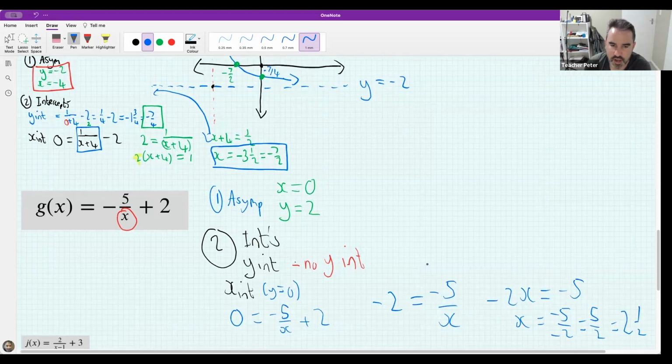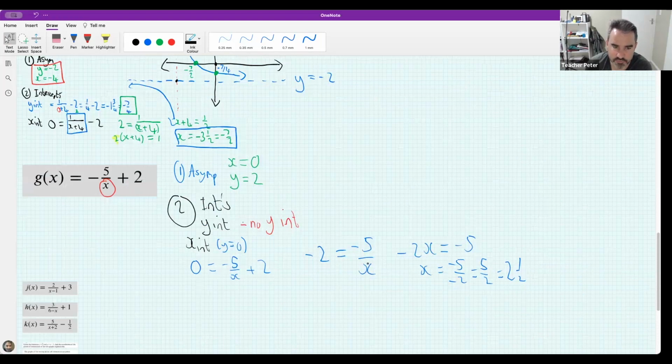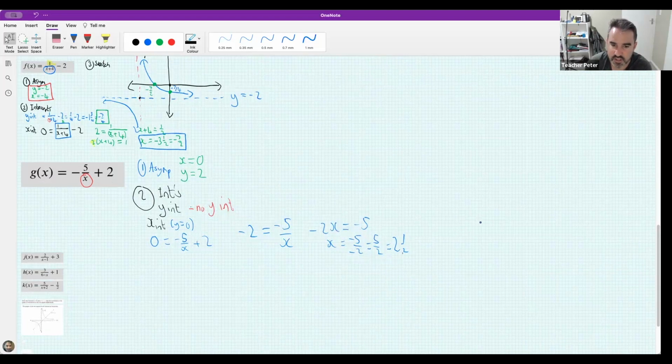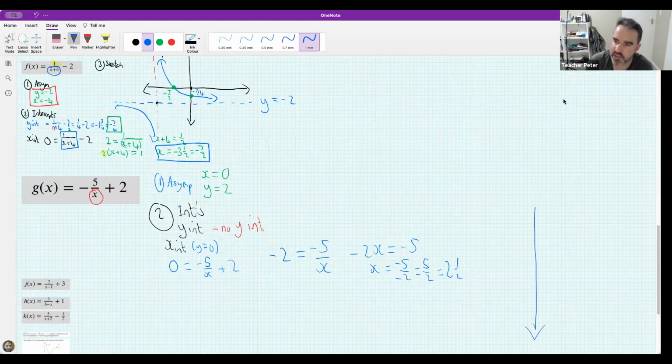Now, I've got my asymptotes. I have got my intercepts. What I need to do is draw this graph. So I want you guys and girls to draw this graph now. And then when you are done with drawing it, please let me know so I can come along and show you my answer.